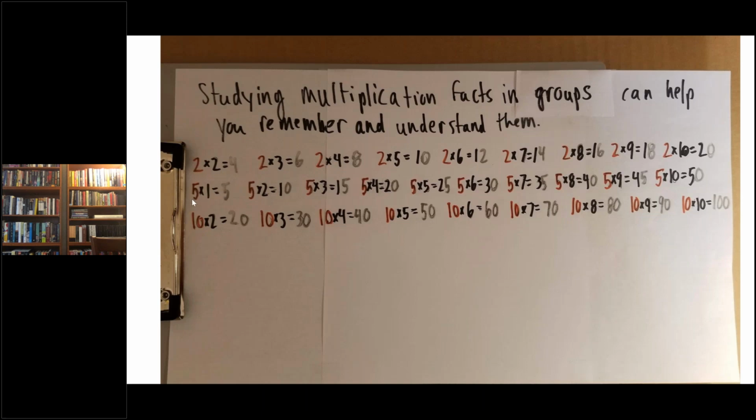And you can do the same thing with 5. 5 times 1 is 5. 5 times 2 is 10. And here, this pattern is even simpler because the ending digit is 5 and then 0, and now we're back to 5 already.